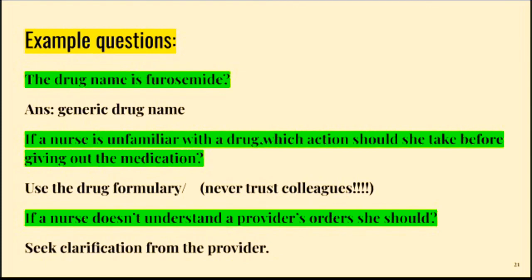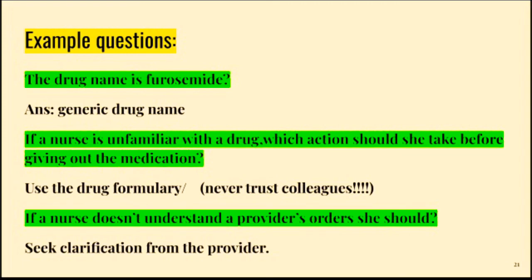Alrighty, so the next one. The drug name is furosemide. What type of drug name is this? Answer would be a generic drug name. Furosemide is a generic drug name. So just be familiar with the generic names and the brand names of the medications. That would be very helpful to know, especially for this test. The medications are common, they're not going to give you medications that are hard to know.